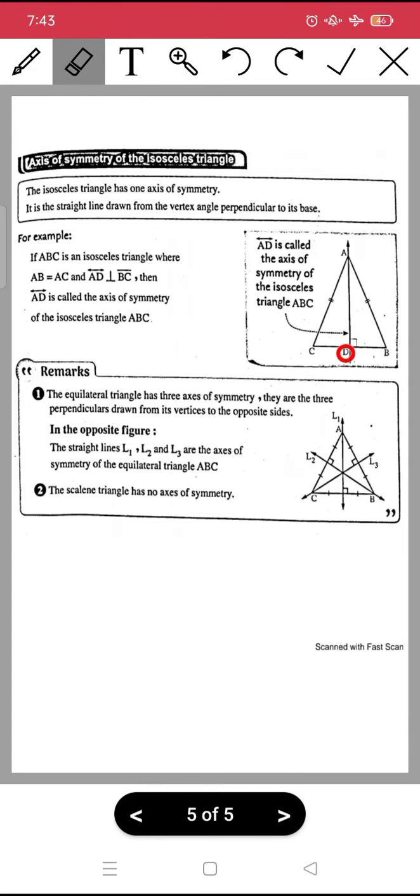So AD is drawn from the vertex angle. Here is the vertex angle. AD is a straight line drawn from the vertex angle and perpendicular to BC. Therefore AD is the axis of symmetry of the isosceles triangle. And as we know before also, a scalene triangle has no axis of symmetry. Each line will divide the scalene triangle into unequal parts.